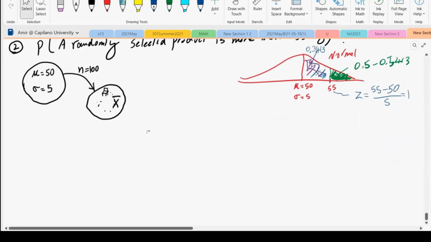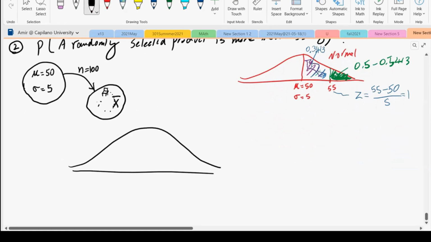Now let's use the knowledge of central limit theorem. Question 1 is about the distribution of X bars, while question 2 was about the distribution of chairs.